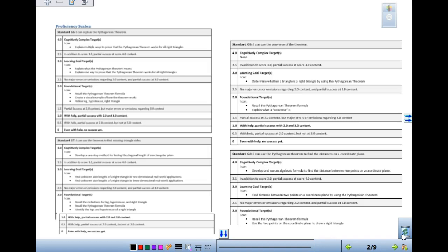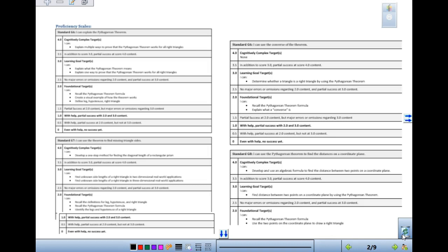You mean under 8th grade? Yep, so go to number 3. You don't have to worry about the high school one, right? Right. Okay. I can explain what the Pythagorean theorem means. Can I just give the formula? I can explain one way to prove that the Pythagorean theorem works for all right triangles. So everything below that you should be able to do. That's what your goal is for getting ready for the test, okay?